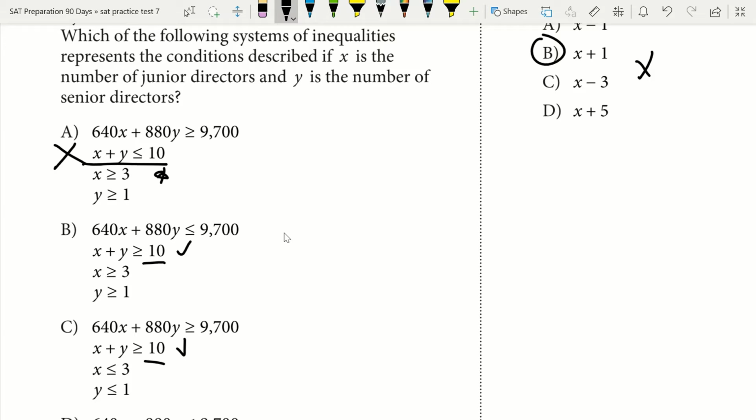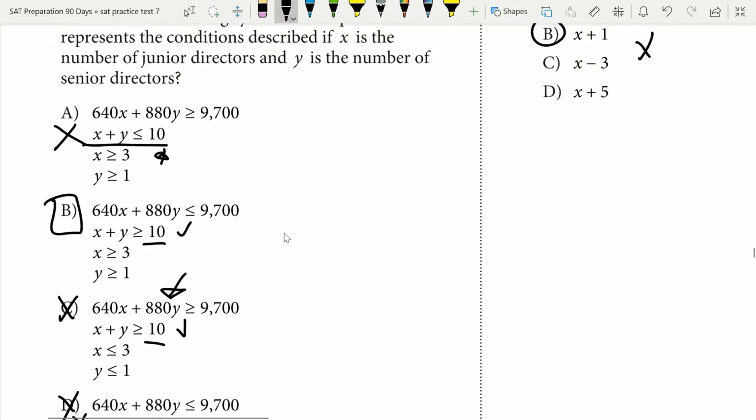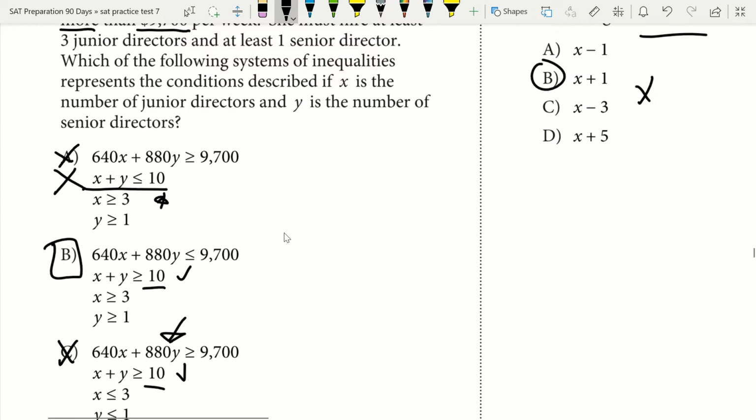Next thing I'm looking at is it said no more than $9,700. I see in C it shows it does have more, so I know C is wrong. I know B will be my correct answer just based on that, and I'll go ahead and show you how I know that's correct as I go through and it tells us what X and Y mean. Right, we can go ahead and check our work.